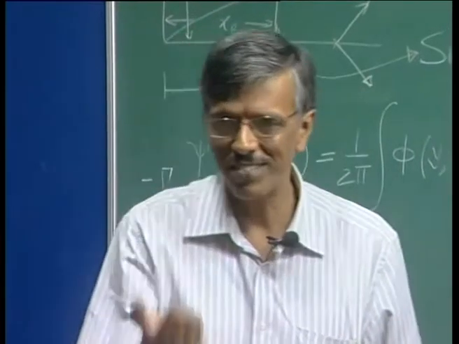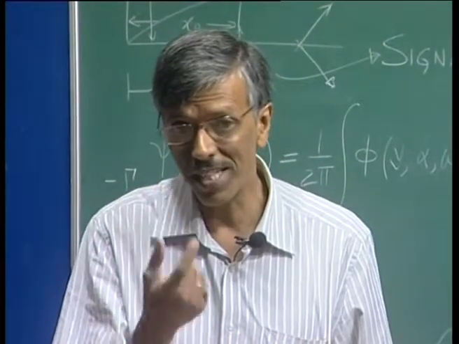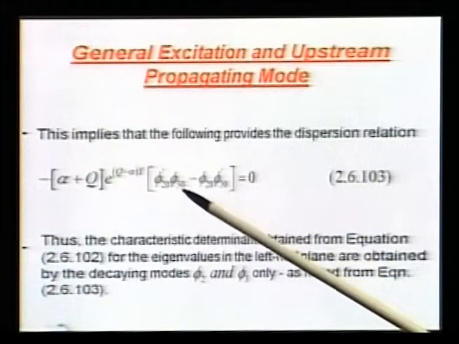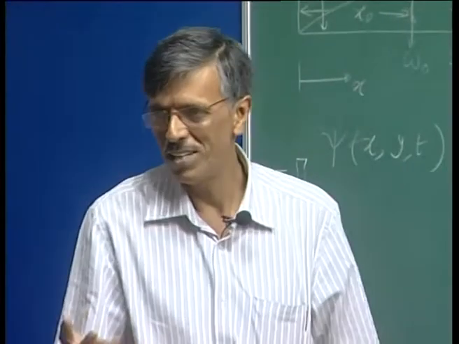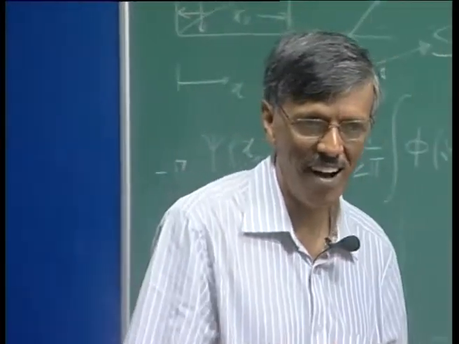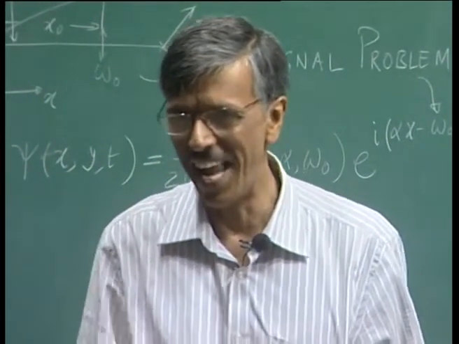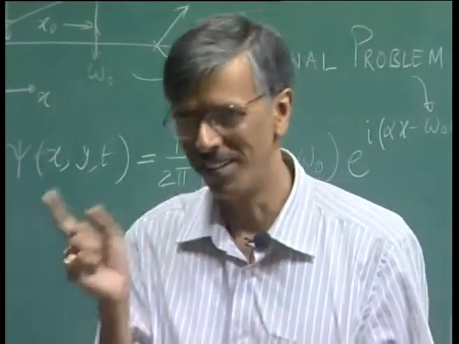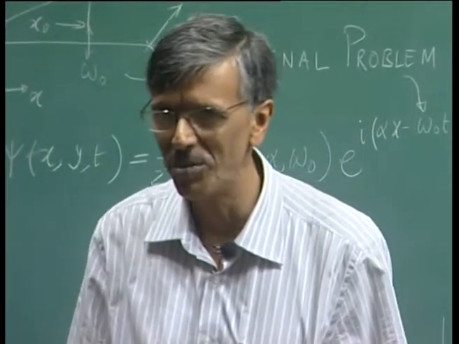Earlier also we had the same dispersion relation constructed out of the decaying modes. Here also phi 2 and phi 3 are decaying modes. So, it is a very fortuitous occurrence that I could use the same code and locate the eigenvalues in both the right half as well as the left half, and I will get both the modes.